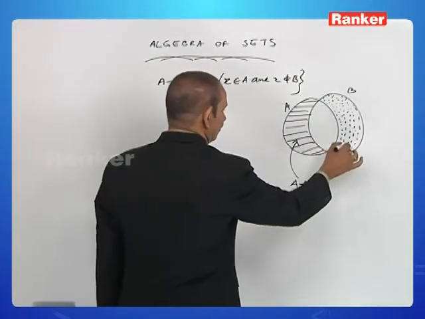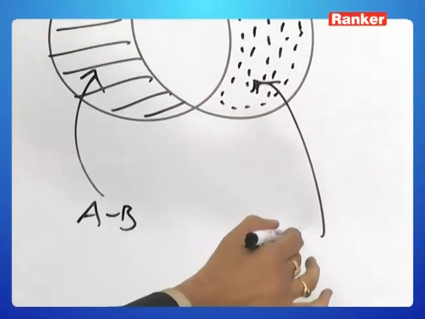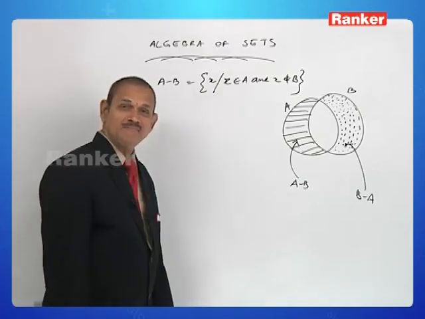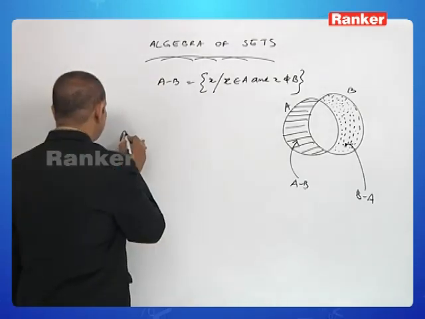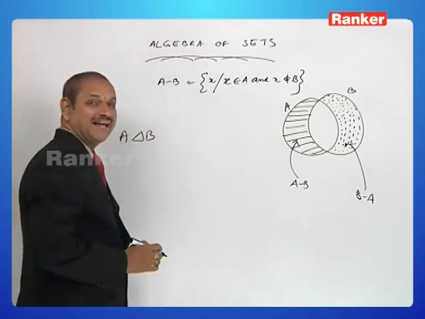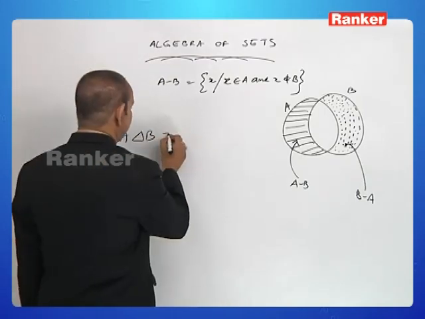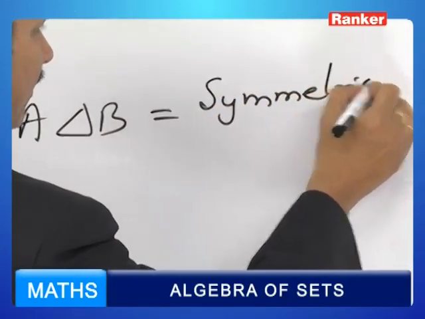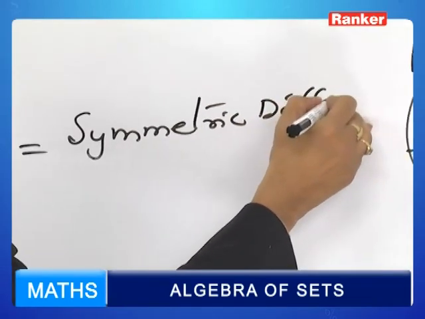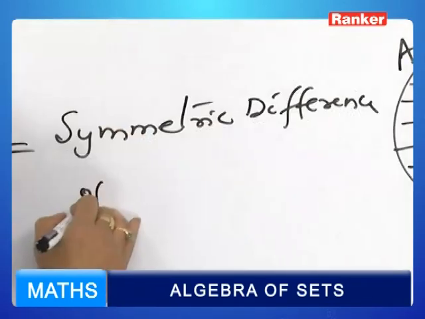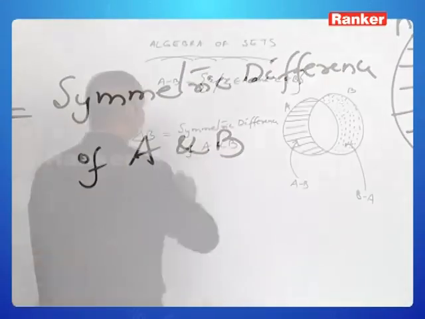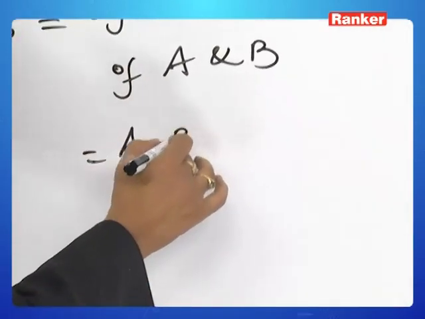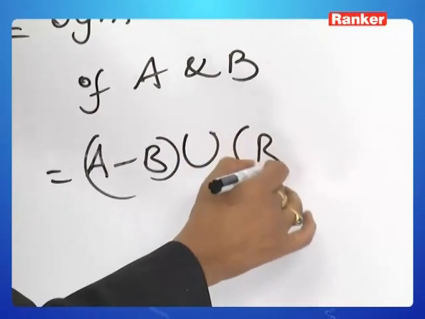What do you say about this region? That is B minus A. Well done. There is another concept called A delta B. This A delta B is called the symmetric difference of A and B. It is defined as A minus B union B minus A.